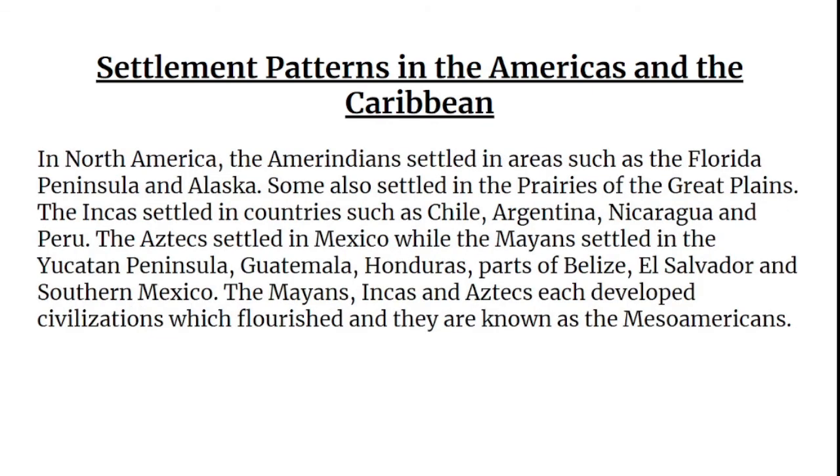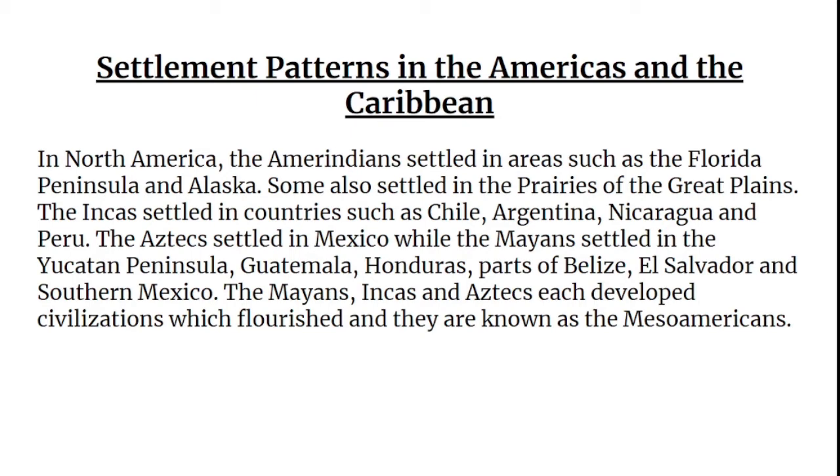So in North America, the Amerindians settled in areas such as the Florida Peninsula and Alaska. Some also settled in the region of the Great Plains. Incas settled in countries such as Chile, Argentina, Nicaragua, and Peru. The Aztecs settled in Mexico, while the Mayans settled in the Yucatan Peninsula, Guatemala, Honduras, parts of Belize, El Salvador, and southern Mexico. The Mayans, Incas, and Aztecs each developed civilizations which flourished, and they were known as the Mesoamericans, right?